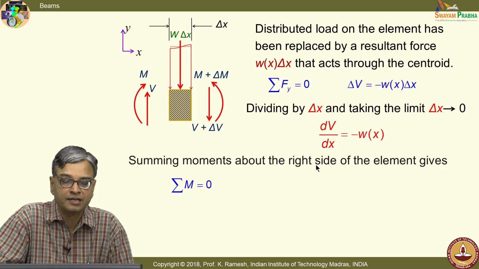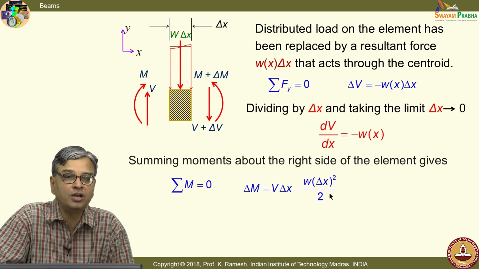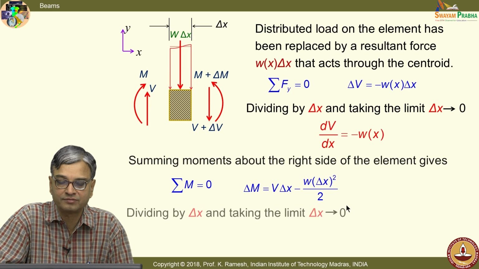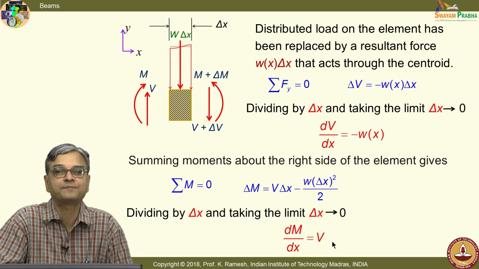So, similarly, I sum the moments. Please verify these calculations yourself independently and finally writing the expressions. And we have already said delta x is very small, and what way would I treat delta x square? I would make it as 0. Okay. So, dividing by delta x and taking the limit delta x tends to 0, I get this as dM by dx equal to V.